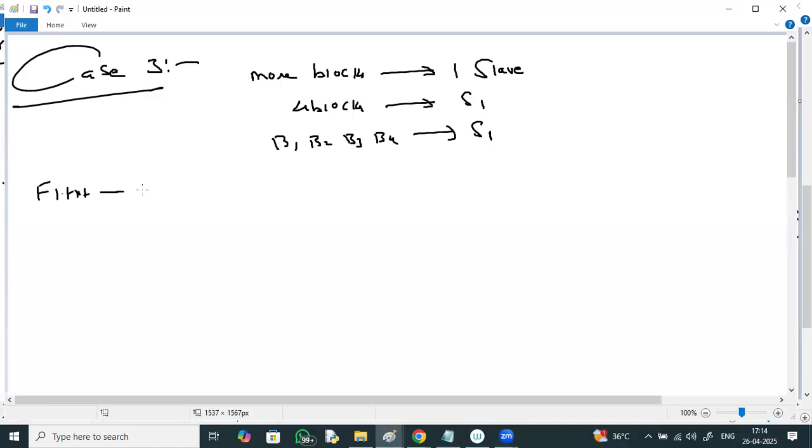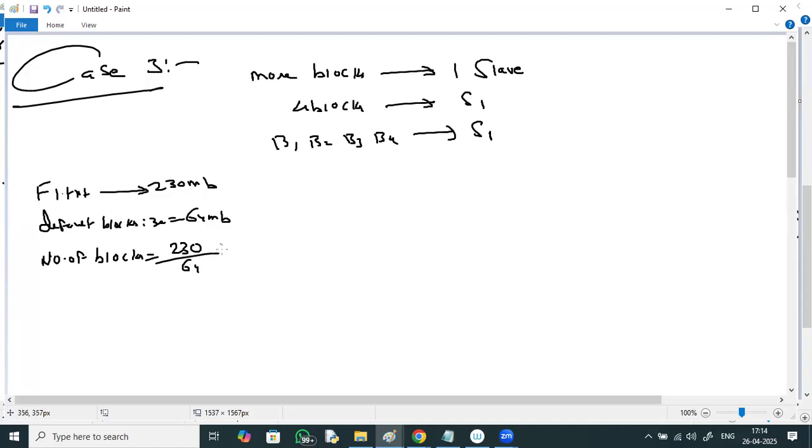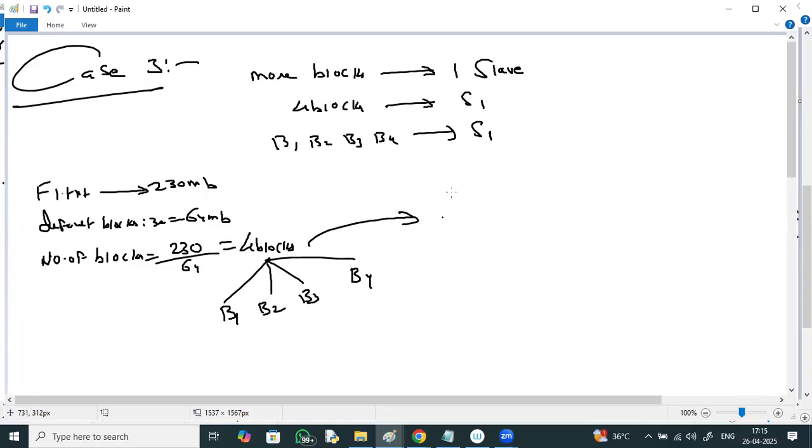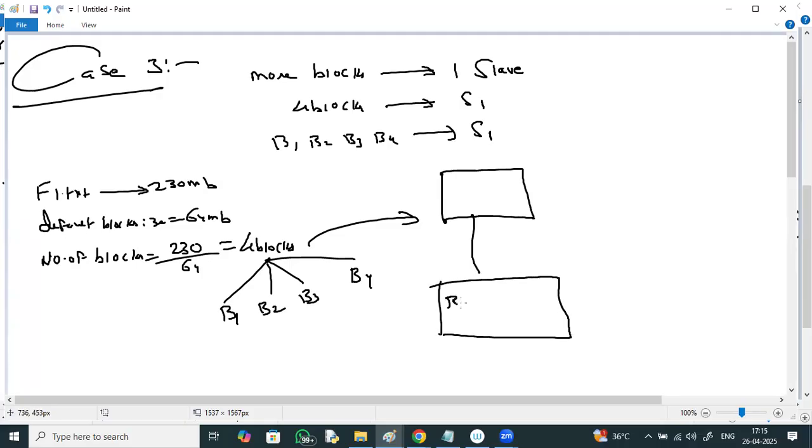F1.txt, yes. You've got 230 MB. Default block size is 64 MB. Into how many blocks? Number of blocks is 230 by 64. You are going to see 4 blocks. 4 blocks means B1, B2, B3, and B4. How are these 4 blocks stored? Here only one slave, so all of B1, B2, B3, B4 are stored here itself.